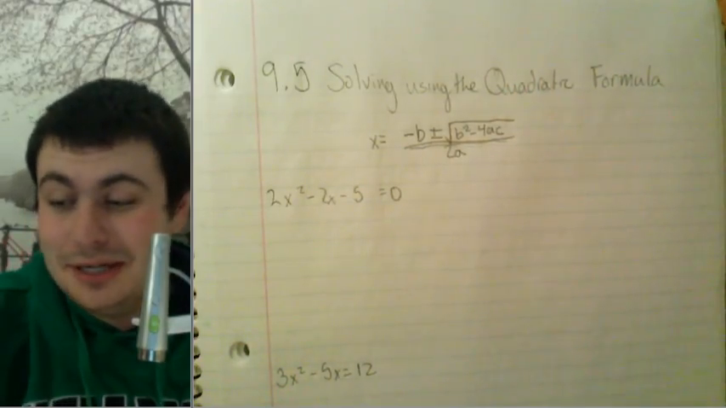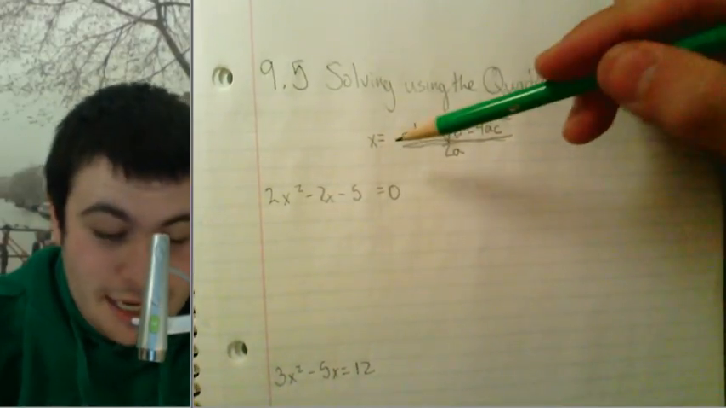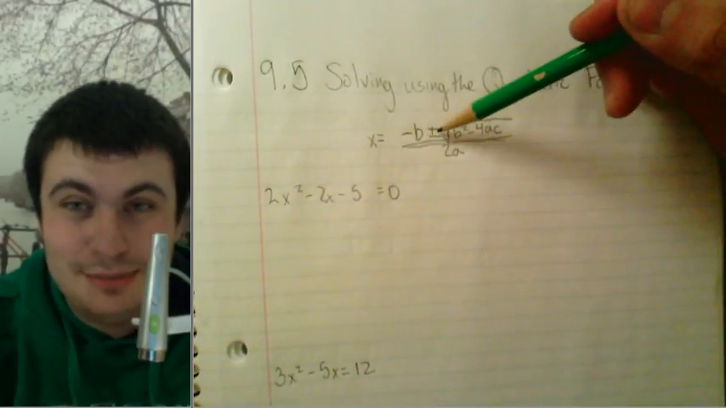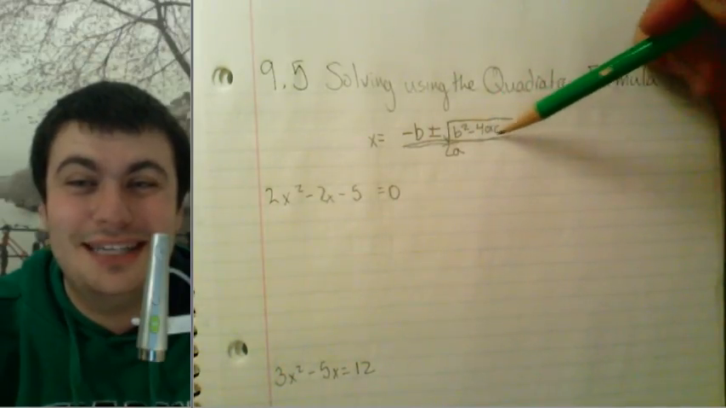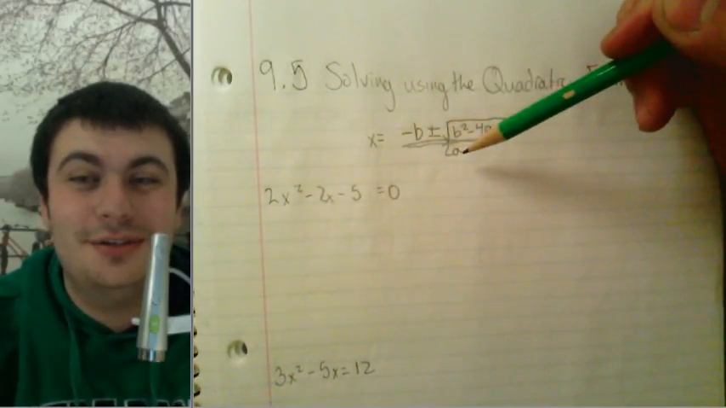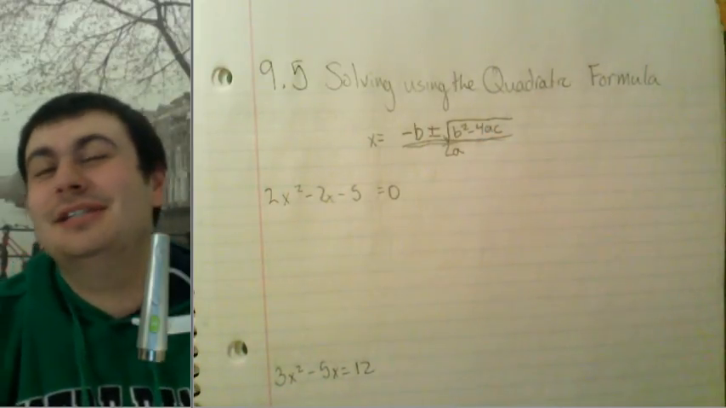Again, that great song, la la la la la. X equals the opposite of b plus or minus the square root of b squared minus 4ac all over 2a. Now, feel free to sing it along.